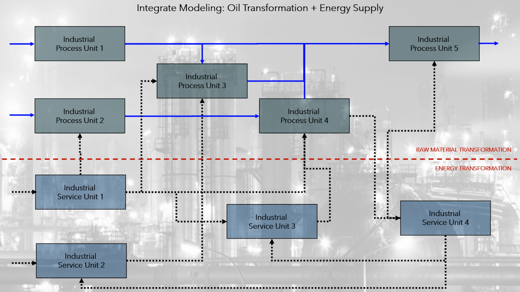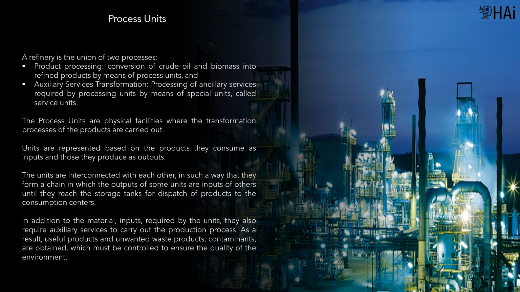The processing of ancillary services can be conceived primarily as a process of transformation of the energy required by industrial processes. The following diagram summarizes what has been said. A refinery is the union of 2 processes: product processing, conversion of crude oil and biomass into refined products by means of process units, and auxiliary services transformation, processing of ancillary services required by processing units by means of special units, called service units.